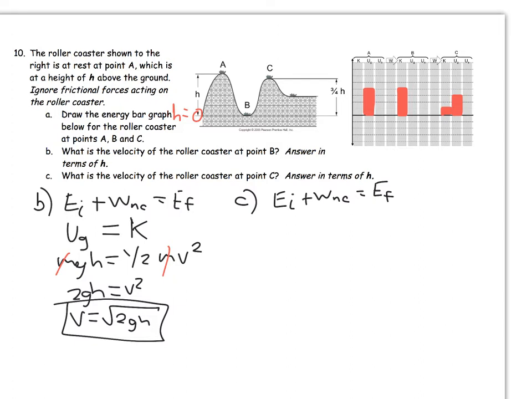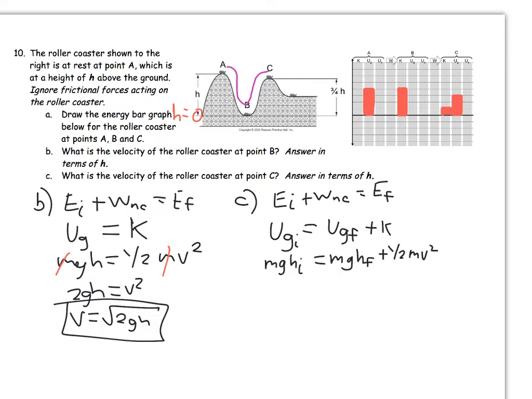For C, we're going to set up our conservation of energy once again to get the velocity here at point C. We do have two options. We can either go from B to C or from A to C. I'm going to go from A all the way to C. So I'm going to start here at A with just gravitational potential energy, although you could start at B and go up to C. I'm going to say there's no work being done because we have no non-conservative forces, and so we're going to end with our final gravitational potential energy at C plus our kinetic energy at C.